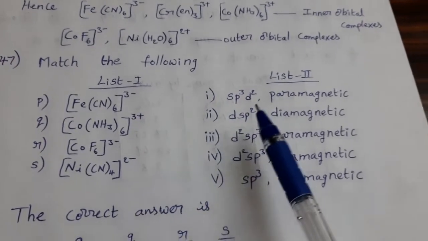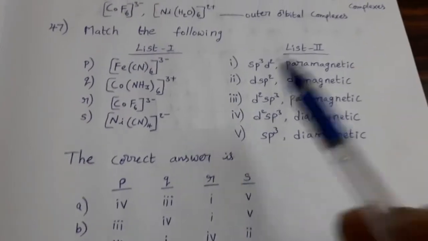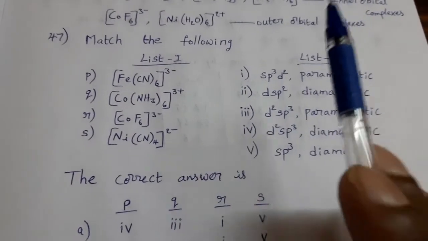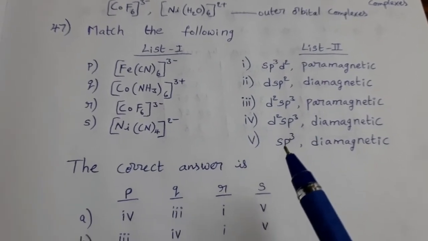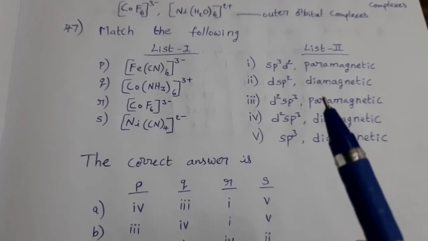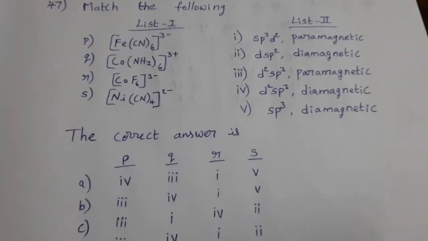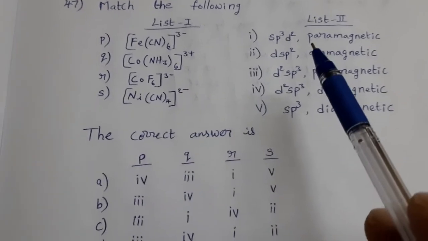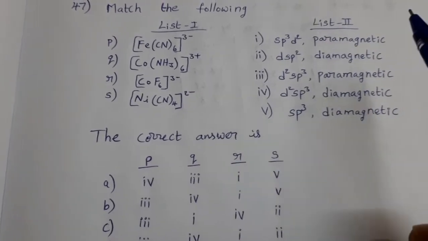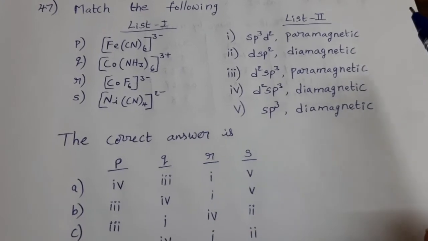Next, match the following. Complex ions are given, and we should match their hybridization and magnetic behavior. See here, also the same thing. For these type of questions, we need not find the oxidation state of the central metal atom and write the unpaired electrons to calculate magnetic moment, all these things. It is a time-taking process. In competitive exams, in a simple way, we can find the answer, based on the strength of the ligand. Strong ligand, rearrangement is possible, then they exhibit diamagnetic behavior. Weak ligand, rearrangement not possible, then they exhibit paramagnetic behavior.